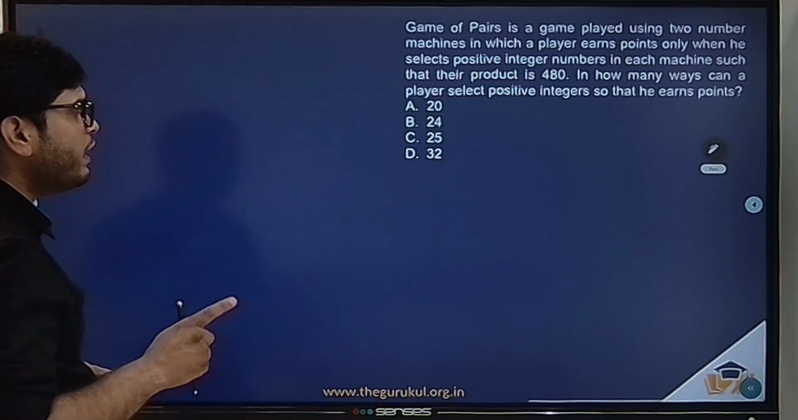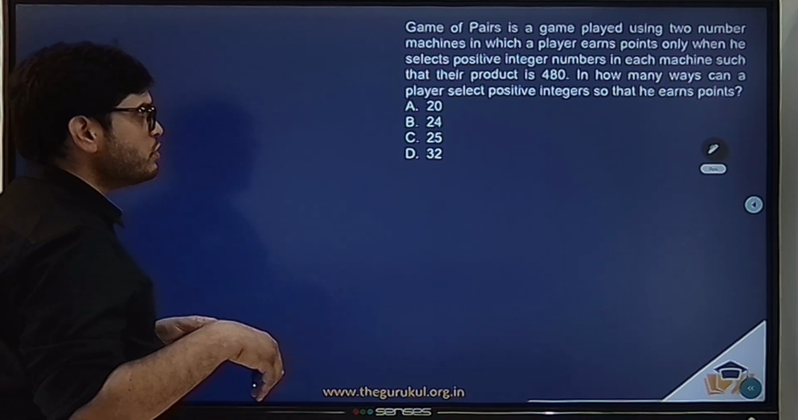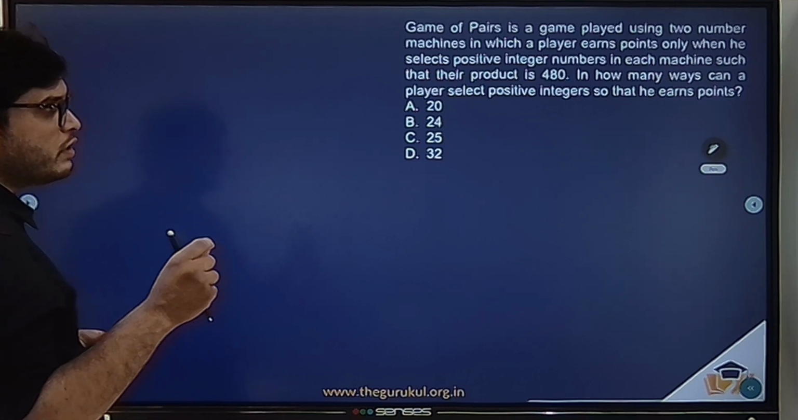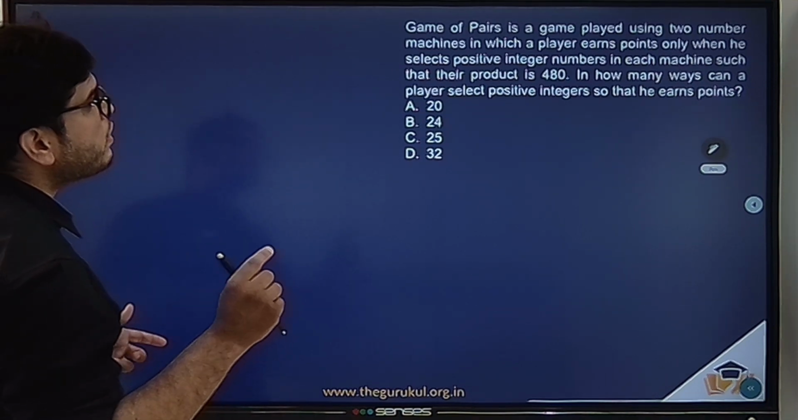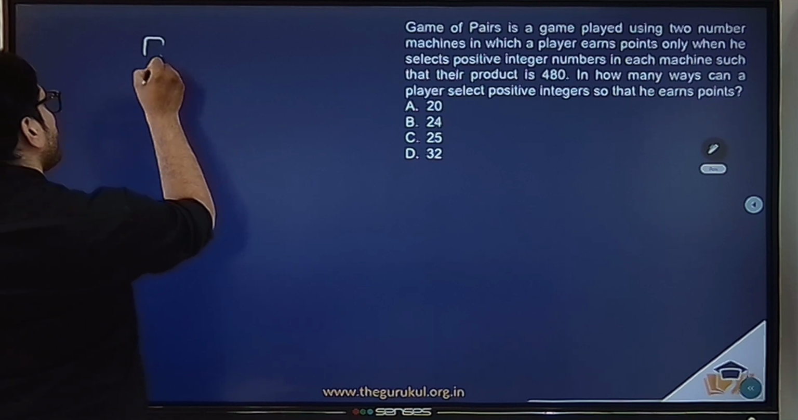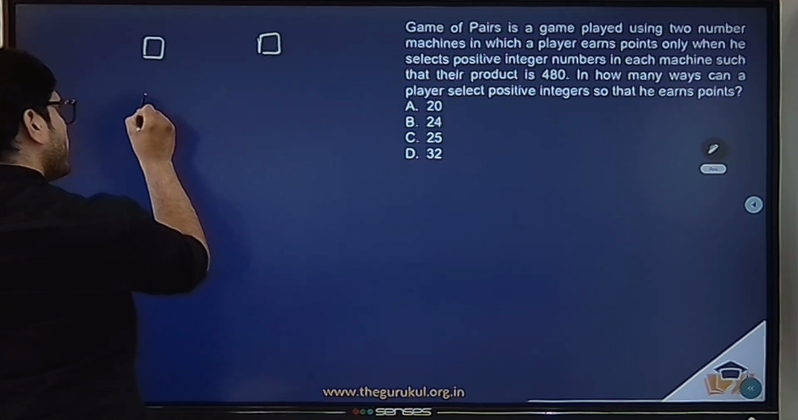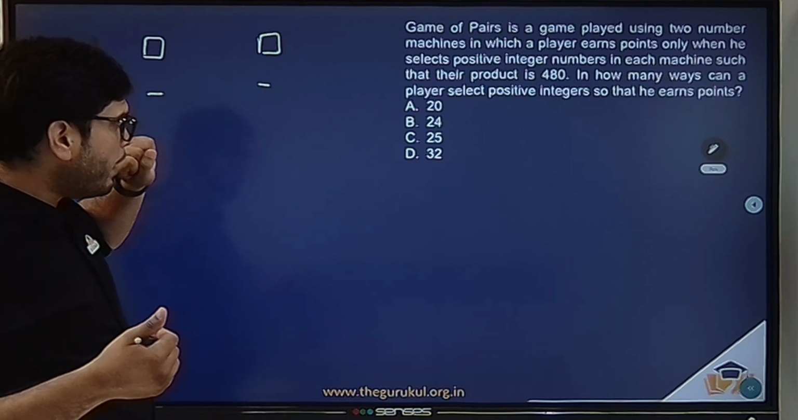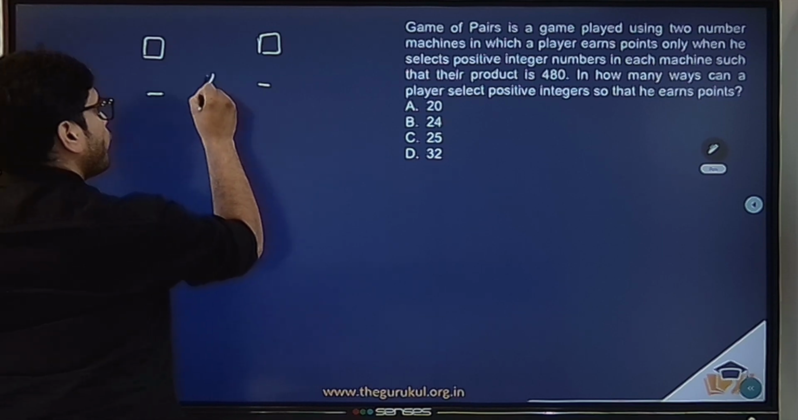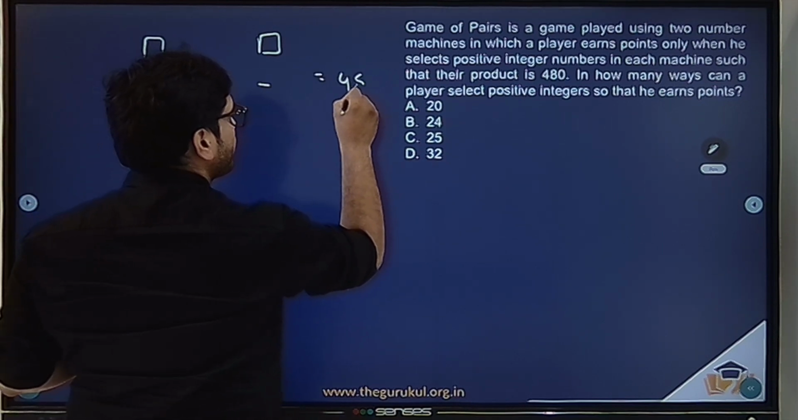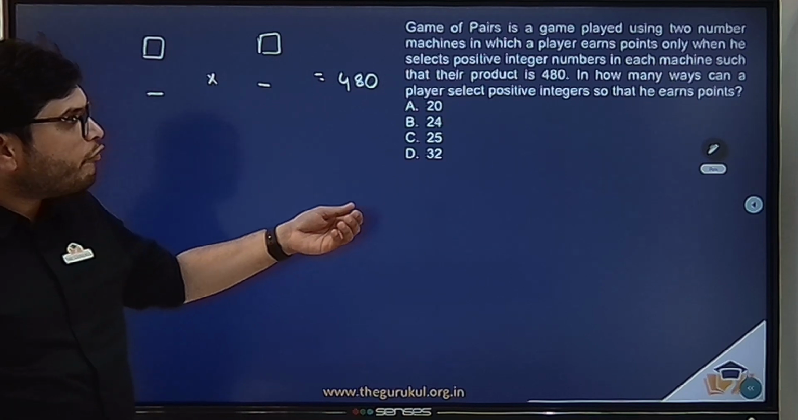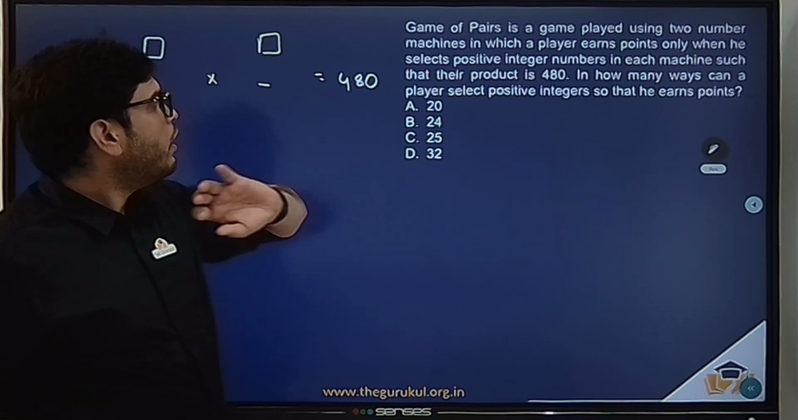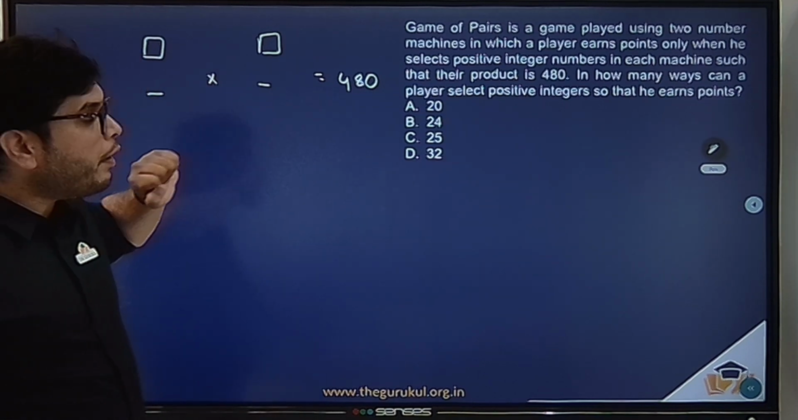Coming to the first question, Game of Paris is a game played using 2 number machines in which a player earns points only when he selects positive integer numbers in each machine such that their product is 480. So you have machine 1 and machine 2. He should be selecting one number from this machine and the second number from the second machine, and he will be getting points if the product of these two numbers is 480. Now we are asked to find in how many ways can a player select positive integers so that he earns points. Now let us factorize 480.